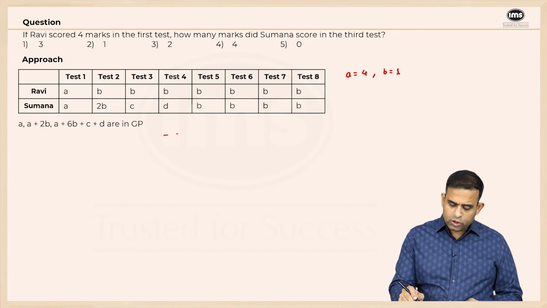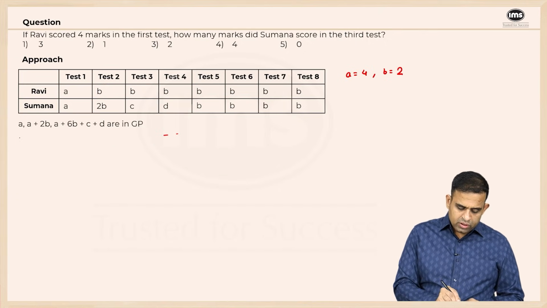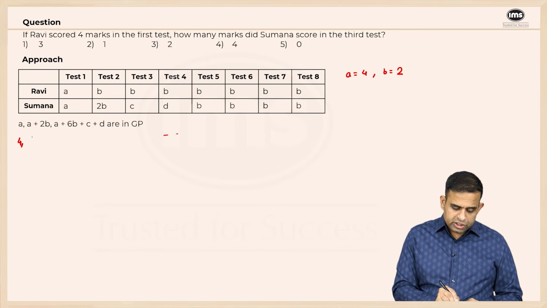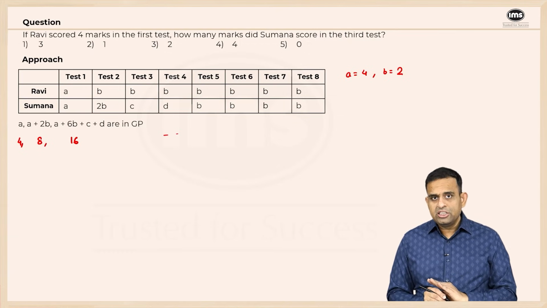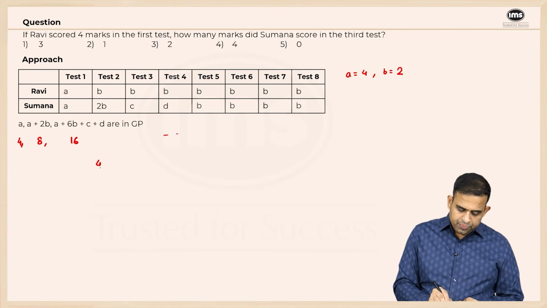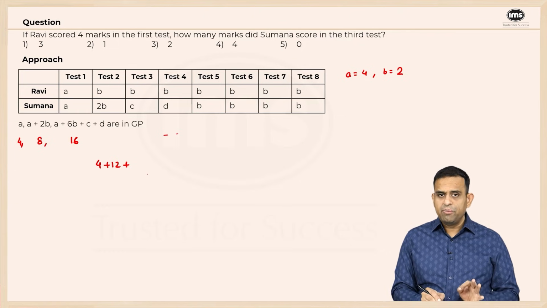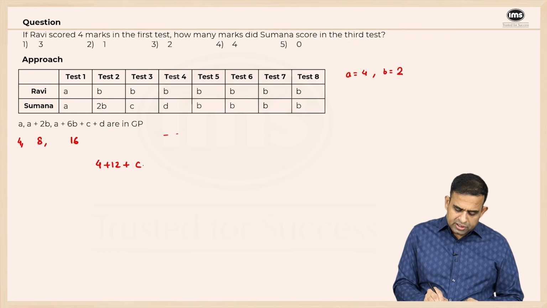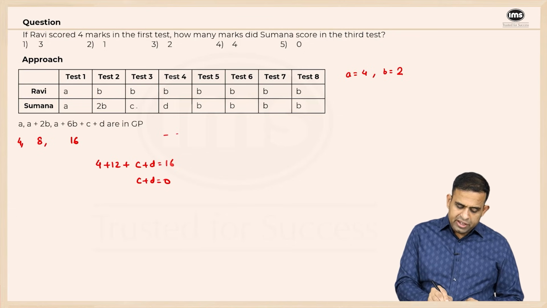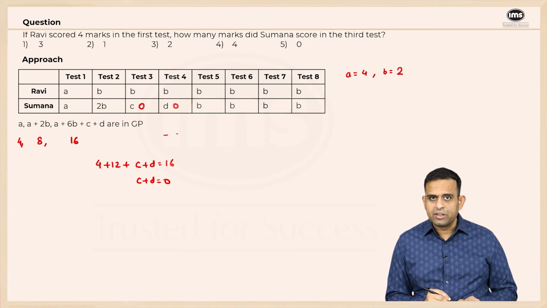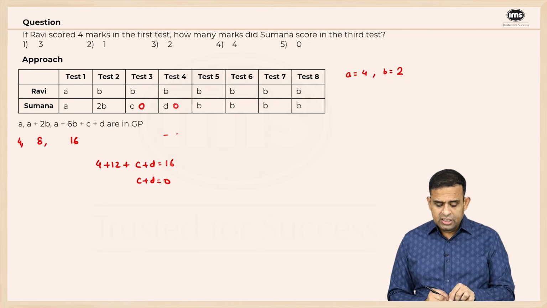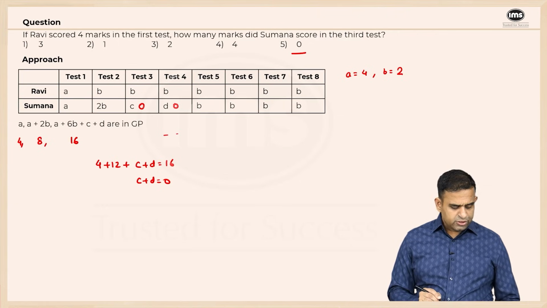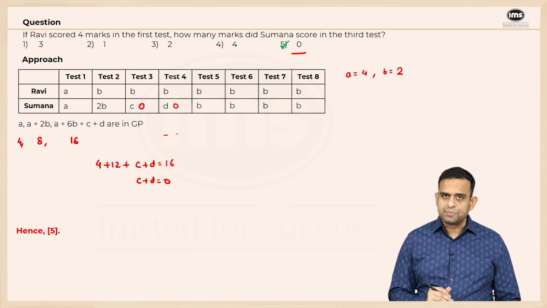What about if I take the case of a as 4 and b as 2? So a is 4, b is 2, this part will become 8. 4, 8 and 16 are going to be in a GP. So a as 4, b as 2, so a will become 4, 6b will become 12, plus c plus d will be equal to 16. c plus d equals 0, means this has to be 0 and 0 over here. And the question over here says, how many marks did Sumana score in the third test? The value of c comes out to be 0, hence option number 5 is the answer for this question.